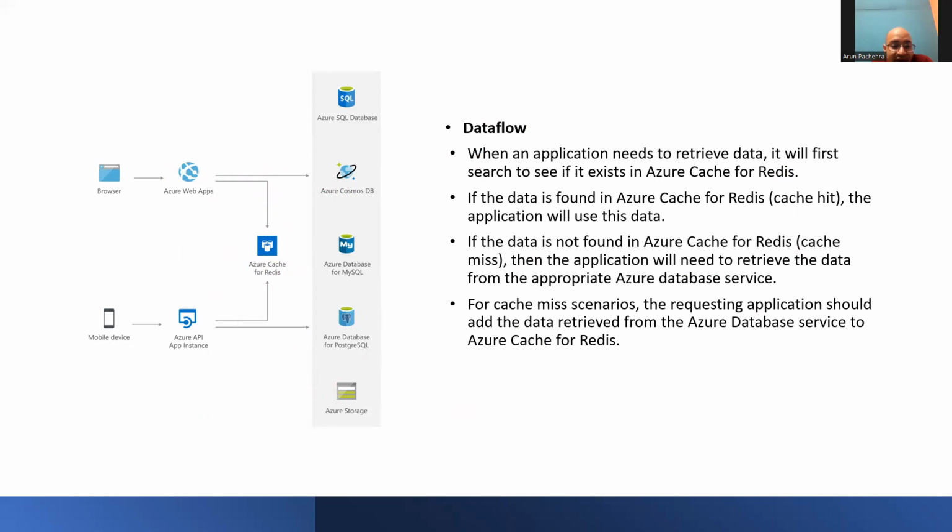And this is, if I go back, this is the data cache. Okay, so the application needs to retrieve data. It will first search to see if it exists in Azure Cache. As I said, if it is there, it's well and good. If not, it will get it from the database and put it here so that other requests can get help from here. So this is the reference architecture for data cache.